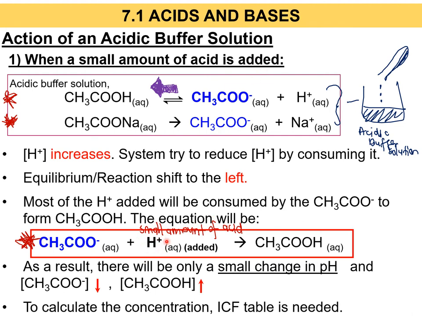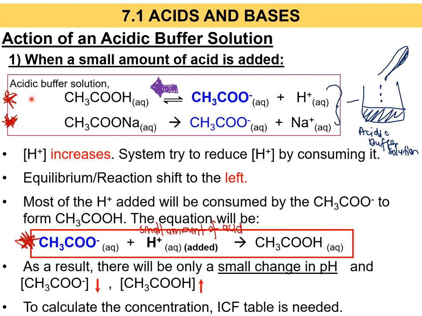We can just use the symbol H plus to represent that small amount of acid that has been added. But put it in brackets beside the aqueous state, so that the examiners will know this is a new equation of the acidic buffer solution after the small amount of acid is added. Therefore, it will produce CH3COOH. As a result, there will only be a small change in pH and the concentration of CH3COO minus. Since the reaction will be shifted to the left, the concentration of CH3COO minus will decrease, but the concentration of CH3COOH will increase. So that's how it is.